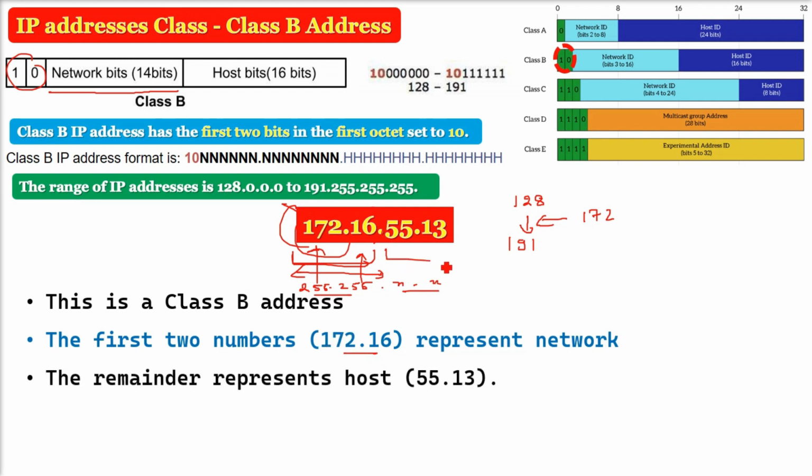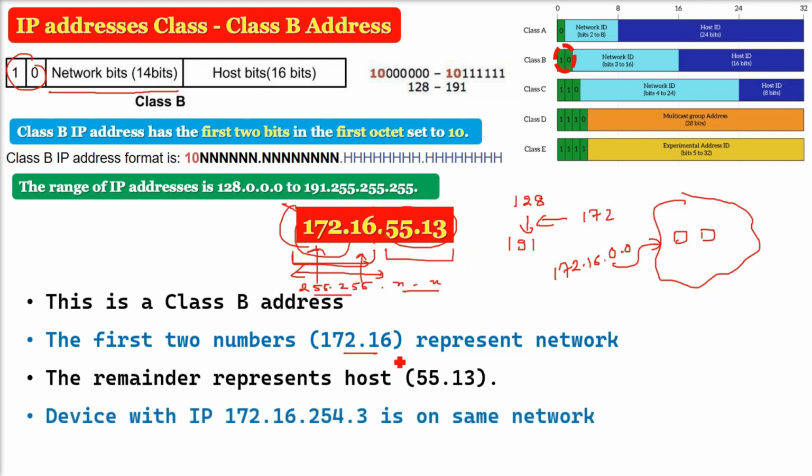What is the remaining part? 55 and 13, that is dot 55 and dot 13. These are the remainder part which is actually representing a host. So first you have to find out the network, then the computing device inside that network, which is called the host. So 172.16.0.0 represents a network. And then inside that we will have 172.16.1.1, that can be given to the devices.